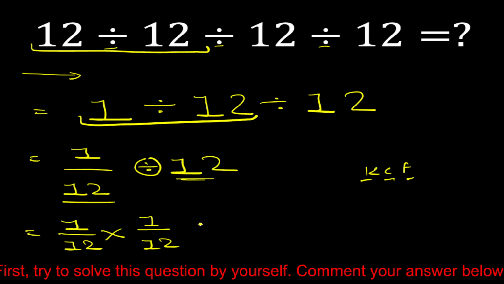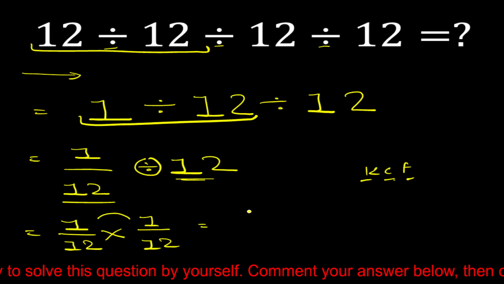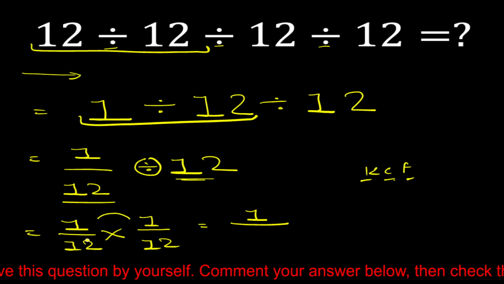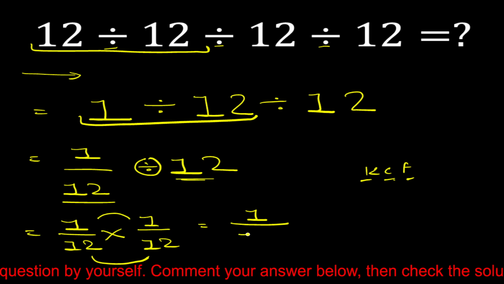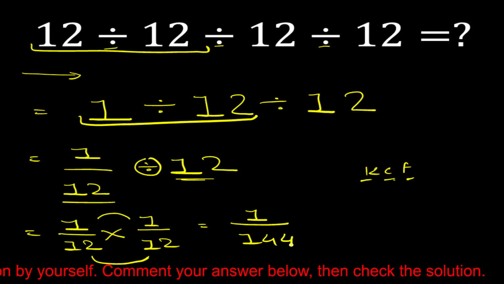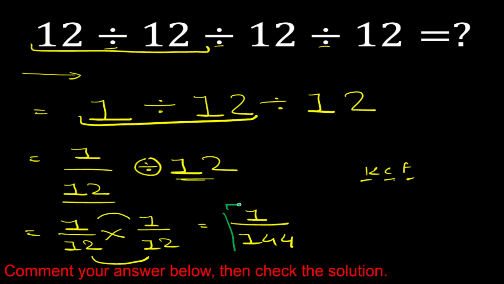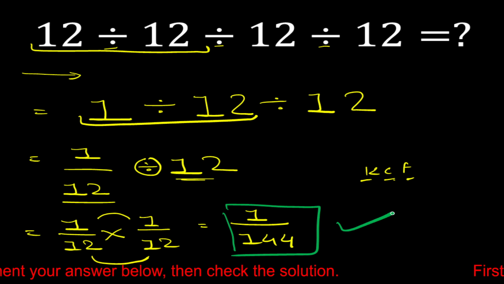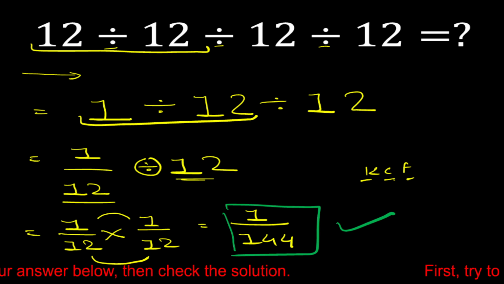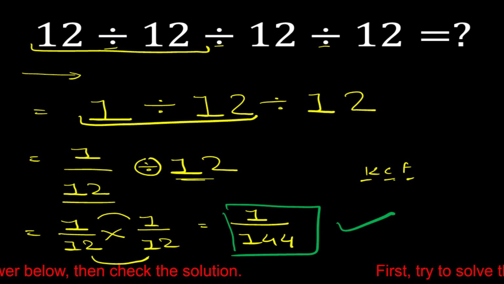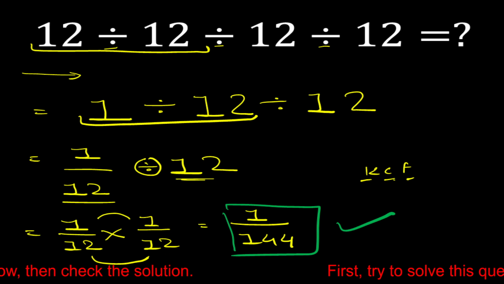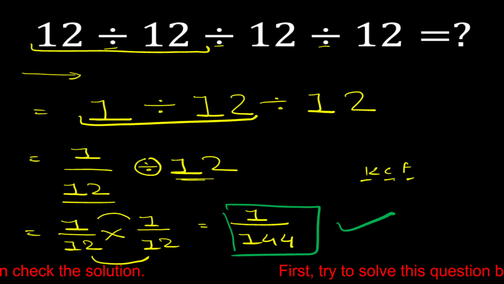Okay. Now 1 multiplied by 1 is equal to 1. And 12 multiplied by 12 is equal to 144. So the correct answer is 1 divided by 144. The correct answer.